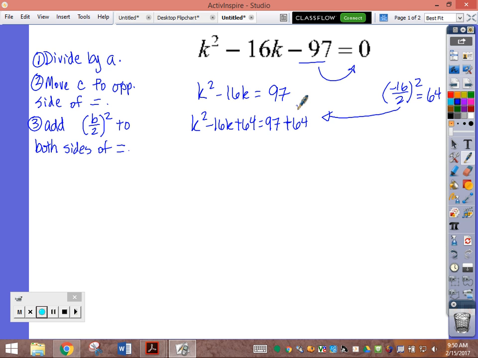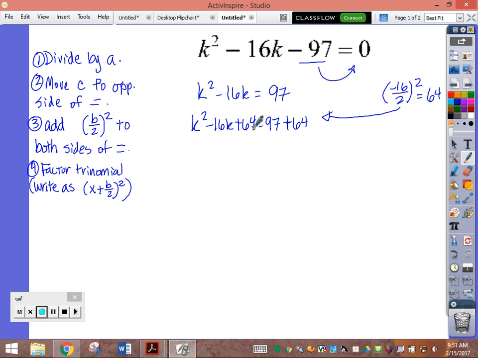Now, if we did that step correctly, the next step should be quite easy. We're going to factor the trinomial, and I'm going to write it as a binomial squared, a very specific binomial. If I did step 3 correctly, it should be x plus b over 2 squared. Okay, so let's test and see if we did it correctly. I'm going to factor this trinomial here.